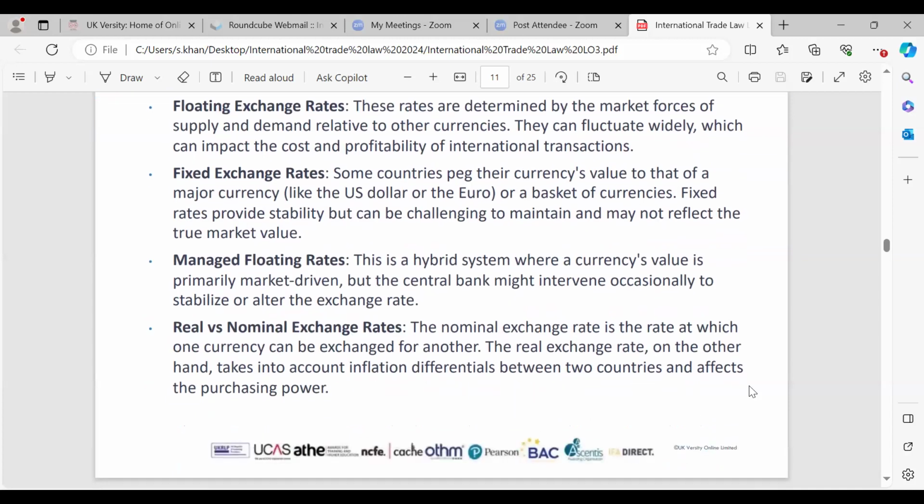Then we've got real versus nominal. The nominal exchange rate is the rate at which one currency can be exchanged. The real exchange rate, on the other hand, takes into account inflation differentials between two countries and affects the purchasing power.